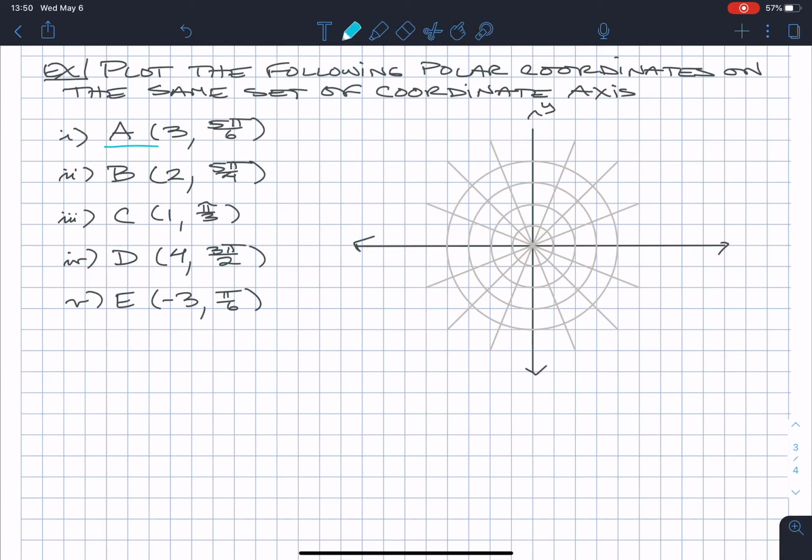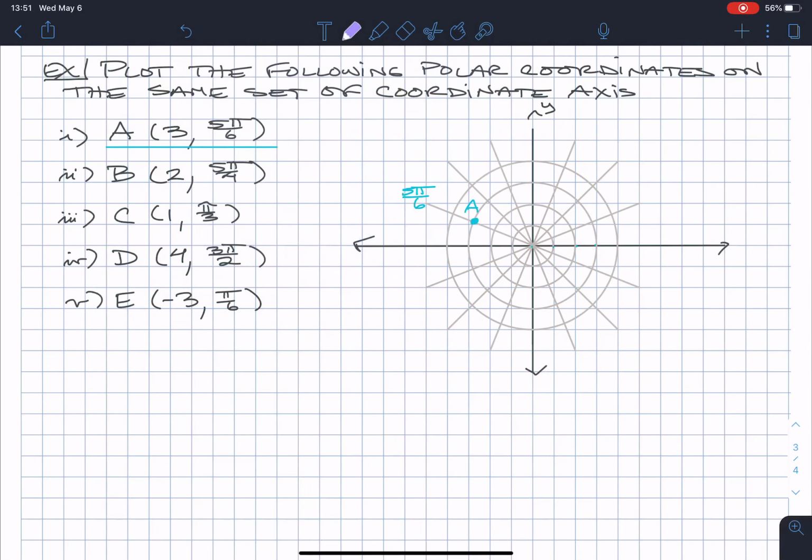So, part A. From the pole, I'm going to go out to a radius of 1, 2, 3 to the right, and I'm going to sweep to an angle of 5 pi over 6. So I went from the pole 1, 2, 3 to the right, then I swept through an angle of 5 pi over 6, so this is point A. And here's 5 pi over 6, and this is a radius on the circle of radius 3.